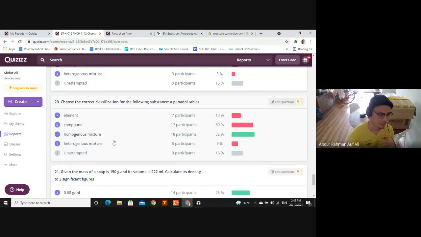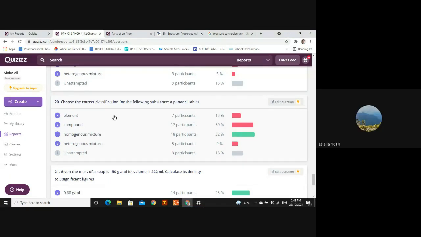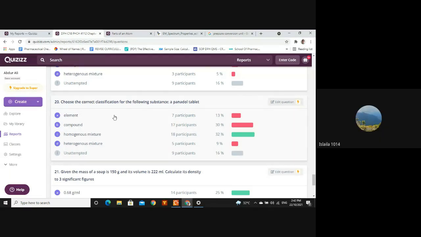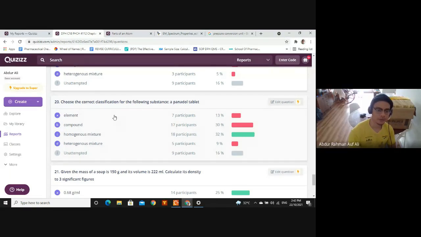So that's why it's called homogeneous. All are sebati. Okay, semua ingredient tu dicampur dengan sebati. Okay, that's why Panadol tablet tu adalah bahan yang sebati, campuran sebati, homogeneous mixture. Sir, nak tanya, semua tablet memang homogeneous mixture ke? Semua tablet adalah homogeneous mixture. Oh, okay, thank you. Okay, you're welcome.